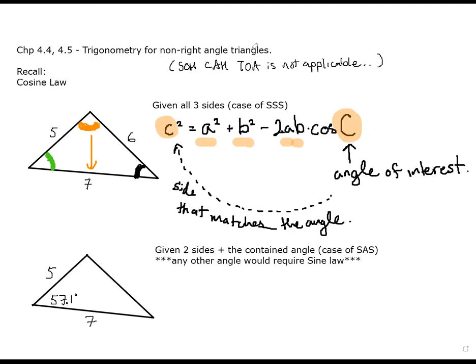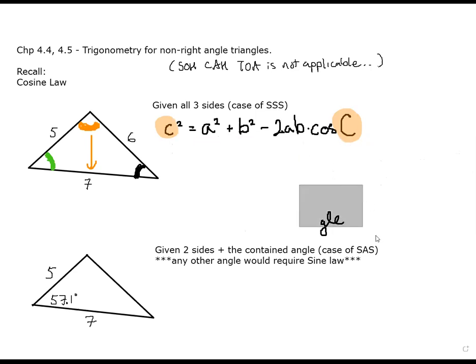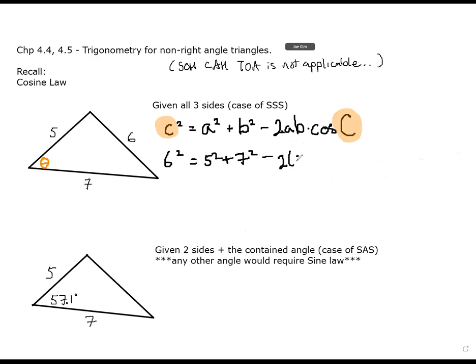Okay, so here's a situation where it's all just side, side, side. Let's do it. Let's pretend we are interested in the left angle as theta. That means, as I said before, the matching side in this case is 6. So 6 squared, and the other two sides are just going to be plugged in: 5 squared, 7 squared, 2, 5, and 7, and then cosine of the angle that we do not know.